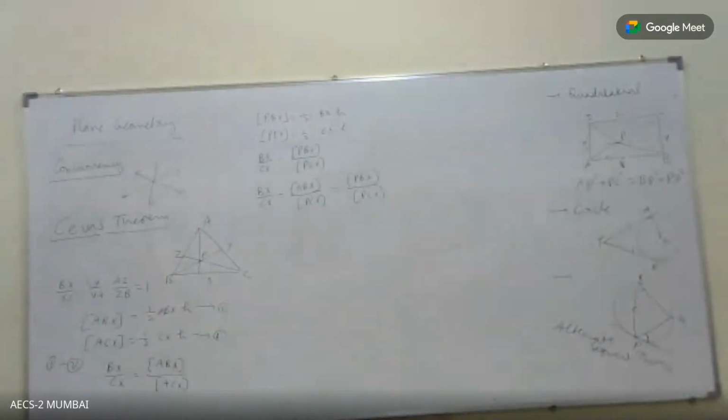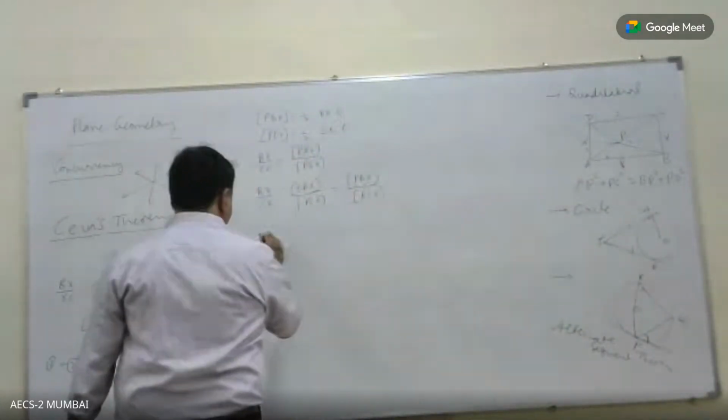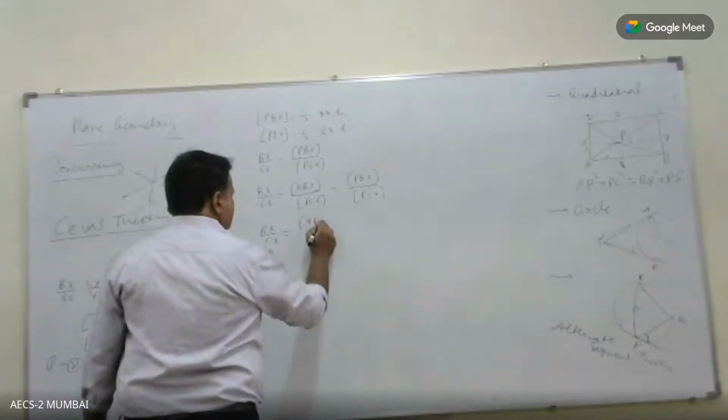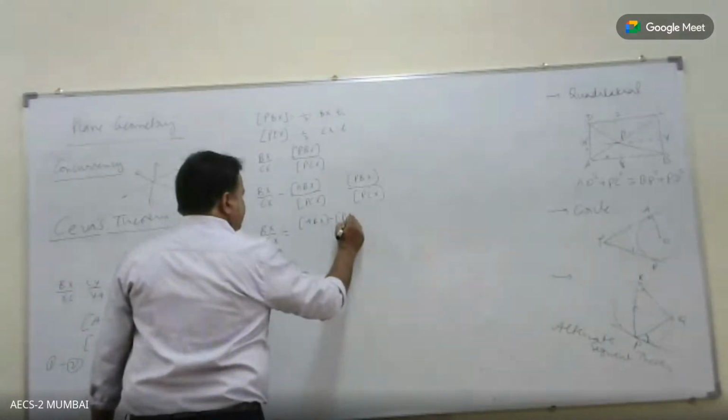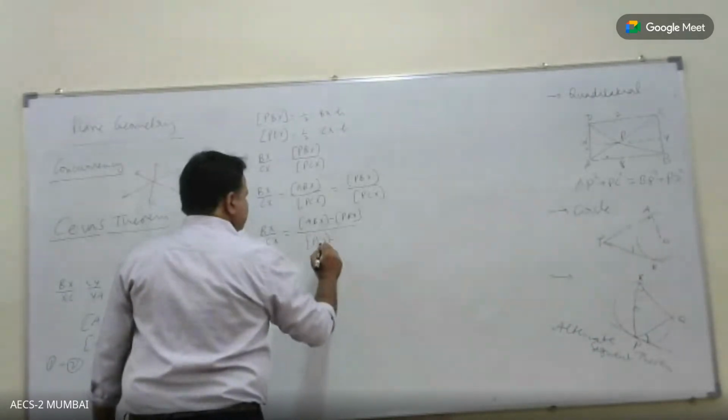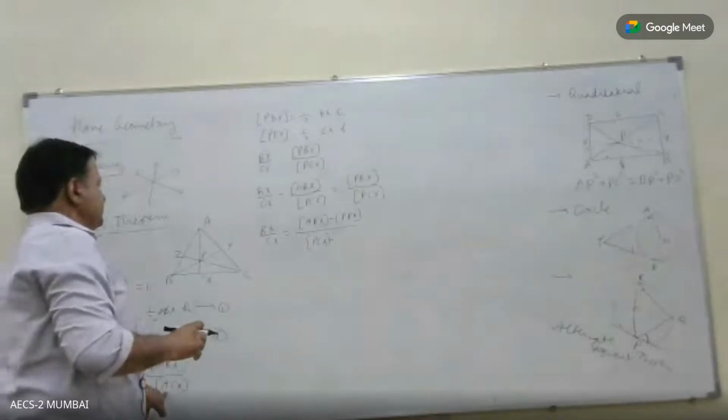Right? Now, from this result we can write BX by CX equal to area of ABX minus area of PBX by area of ACX minus, there should be PCX now.